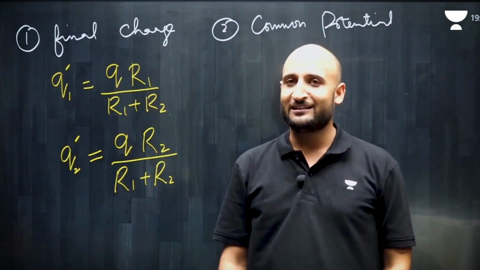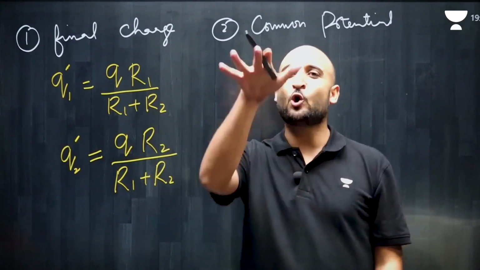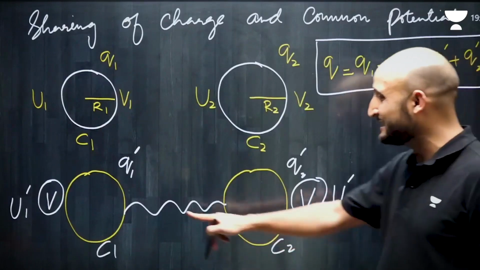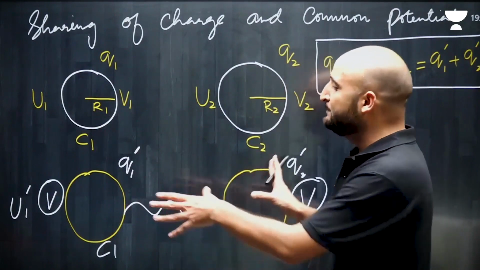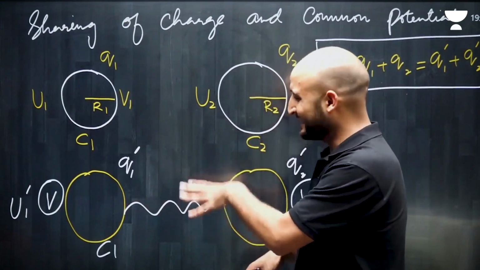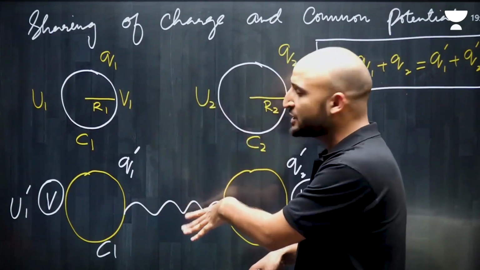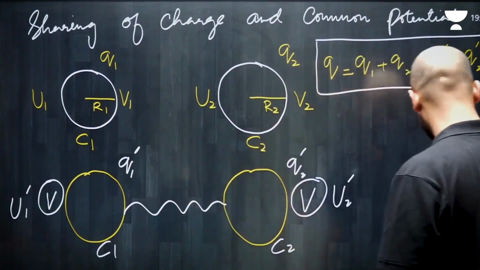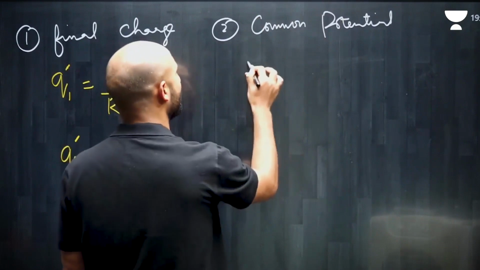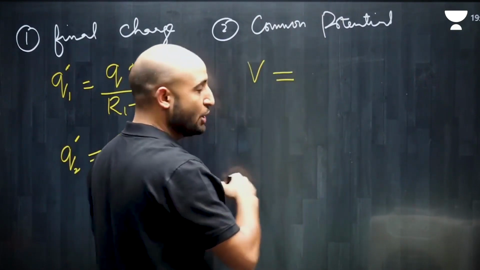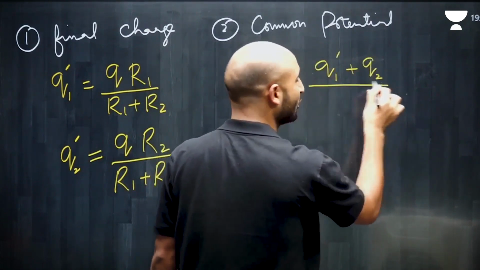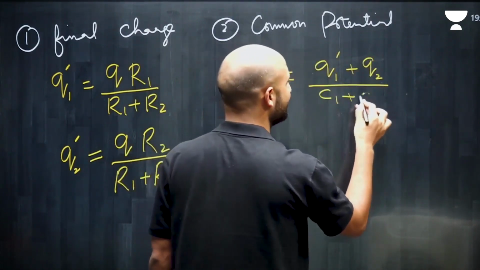You know that the potential is given by total charge divided by capacitance. Mind it again, what I'm saying. When you connected these two conductors by a wire, it becomes a single system. So if you have to find the potential of this system, that will be simply given by total charge divided by total capacitance, right? So the common potential V will be equal to total charge, Q1 prime plus Q2 prime, divided by total capacitance, that is C1 plus C2.